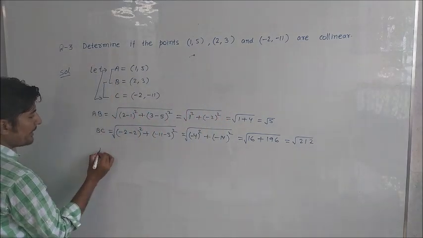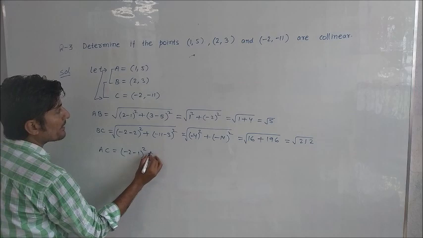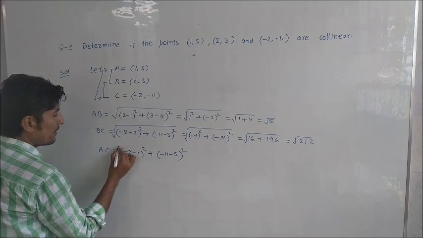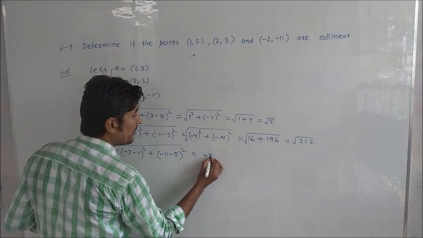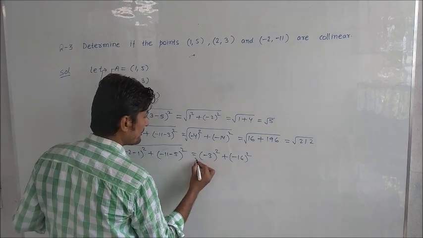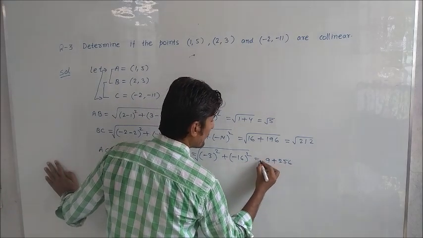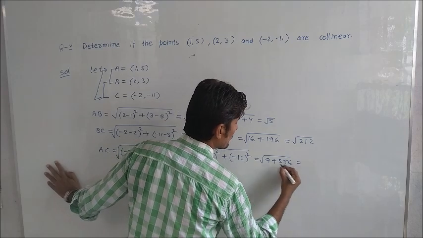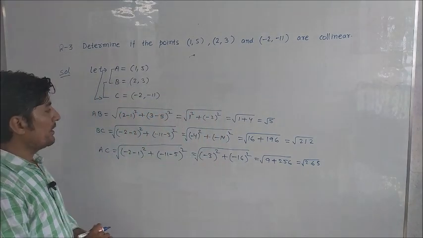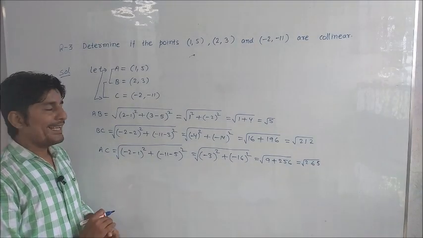Similarly, we have to find the distance between A to C. x2 minus x1 square, minus 2 minus 1 whole square, plus y2 minus y1 square, means minus 11 minus 5 whole square. Here we can write minus 3 whole square plus minus 16 whole square. 9 plus 256 equals under root 265. Since the sum of any two line segments is not equal to the third one, hence the points are not collinear.